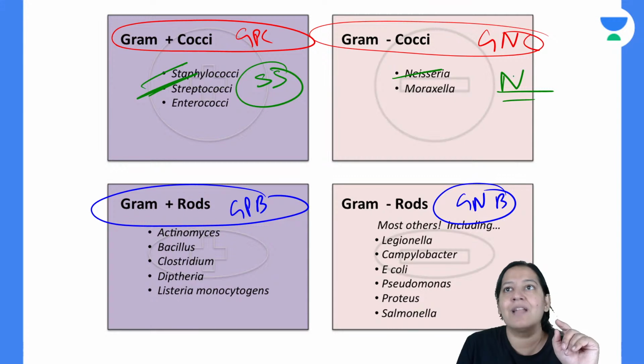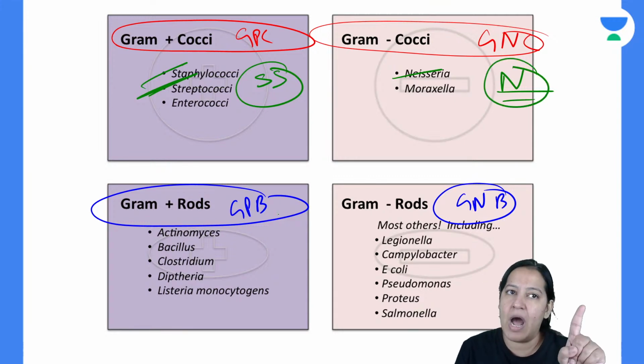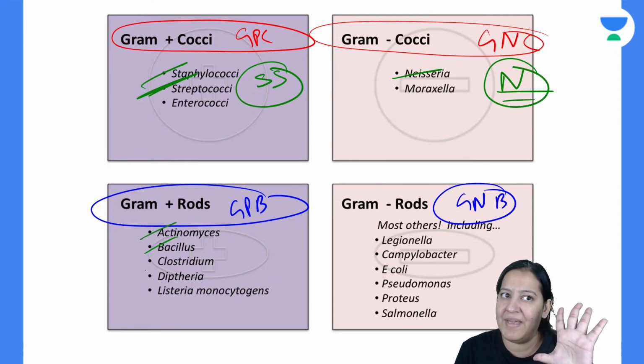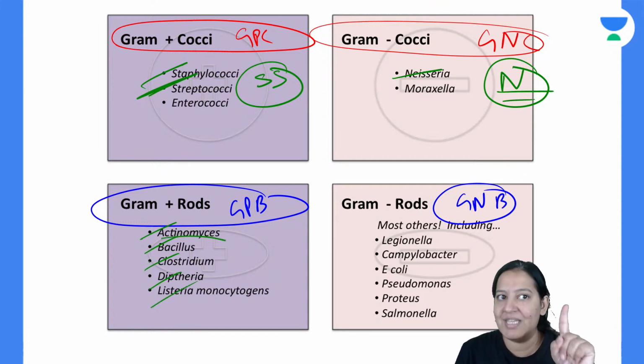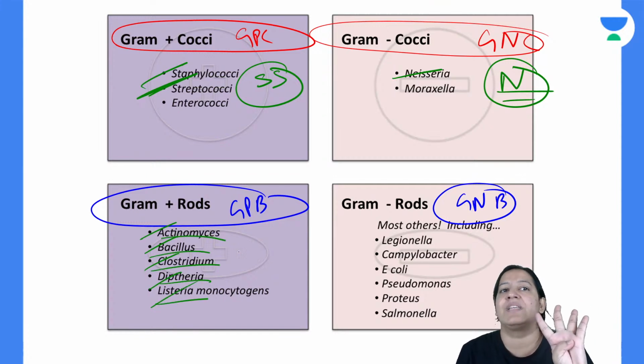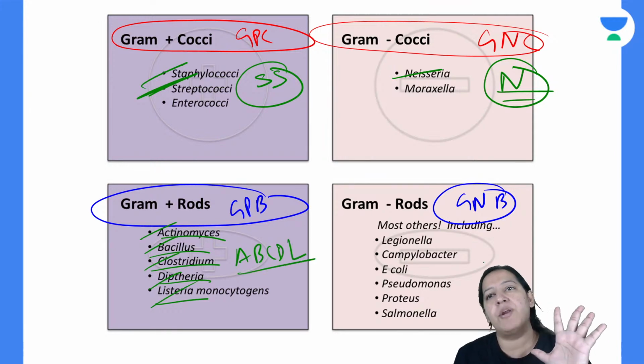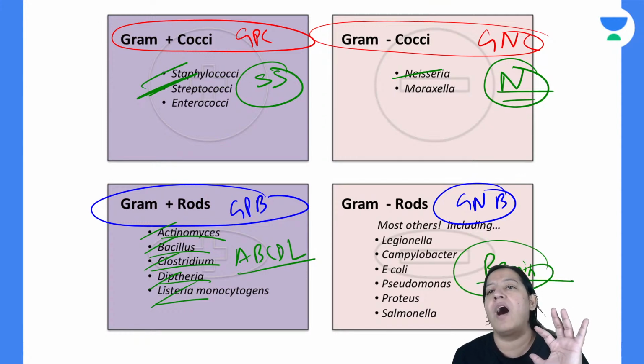So here remember SS, here remember N. In gram positive bacilli there are 5: A, B, C, D, L. So actinomycetes, bacillus, clostridium, diphtheria and listeria. A, B, C, D, L. You have to learn these 5, and for the remaining, don't learn the names. Remaining all are gram negative bacilli.